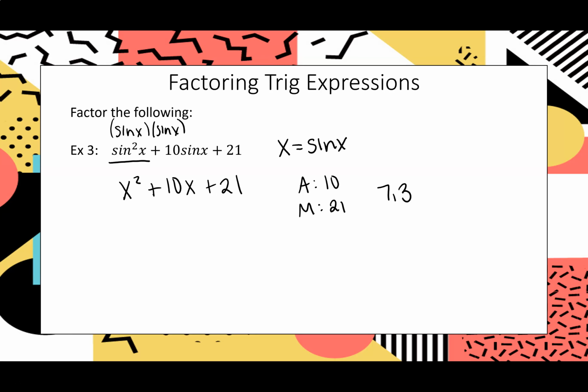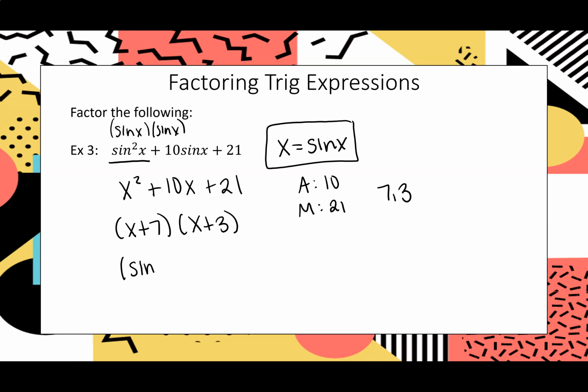So I can go ahead and write this as x plus 7 and x plus 3. And now all I have to do is plug right in, meaning I'm going to replace all my x's with sine x. So I get sine x plus 7 times sine x plus 3.